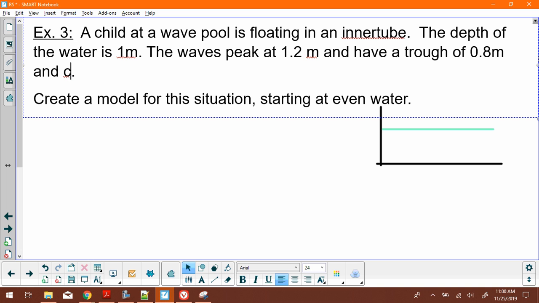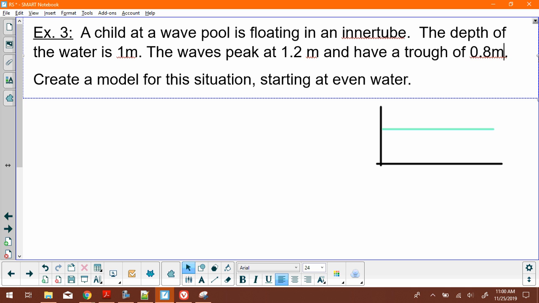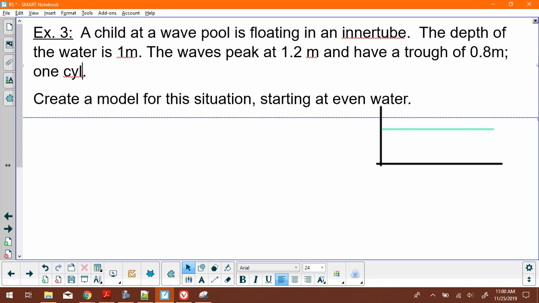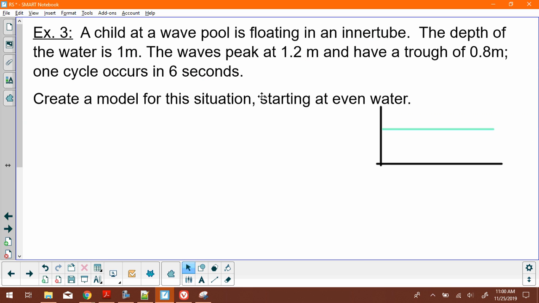Here's one cycle. Say that it goes from peak to peak every 6 seconds. Cool.